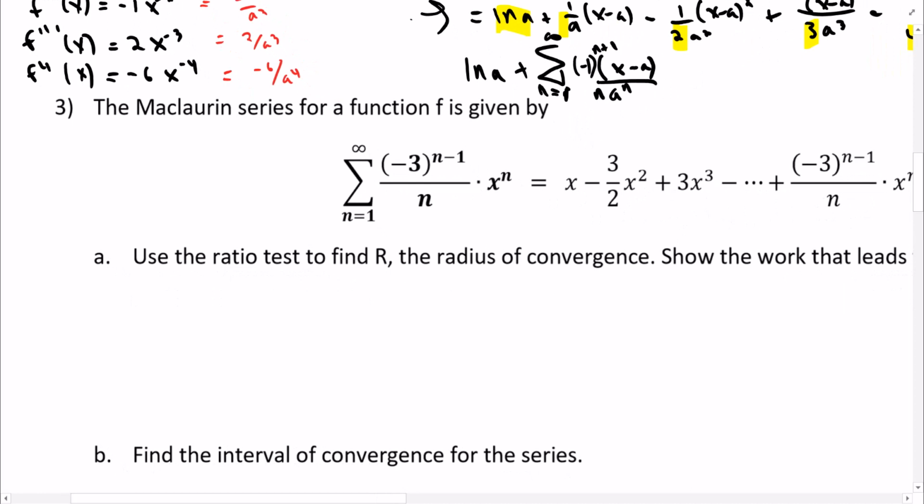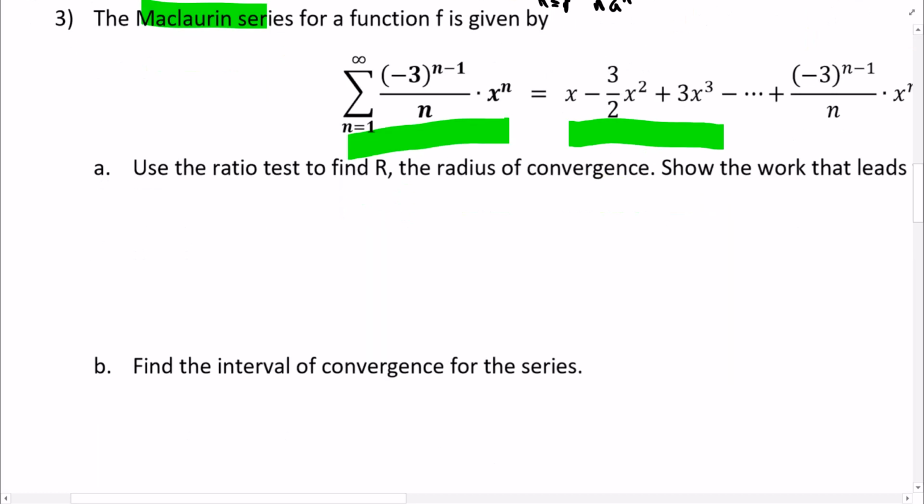Number 3, we're given the Maclaurin series, right? Remember that says we're starting at 0. This is the nth term of the series, and then they're really nice. They actually write it out for you. This is what all the terms look like. Part A says use the ratio test to find r, which is the radius of convergence, and show the work that leads to your answer.